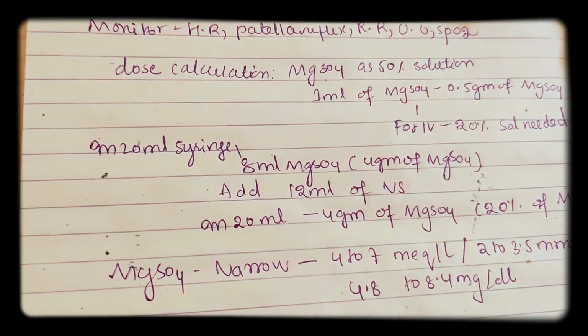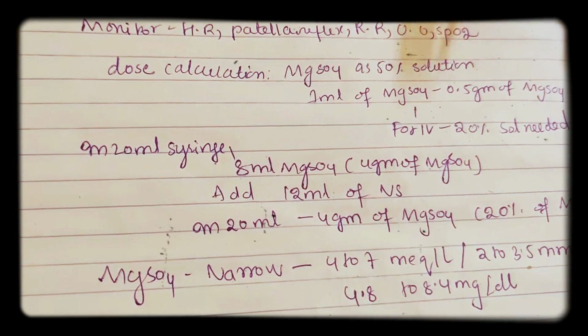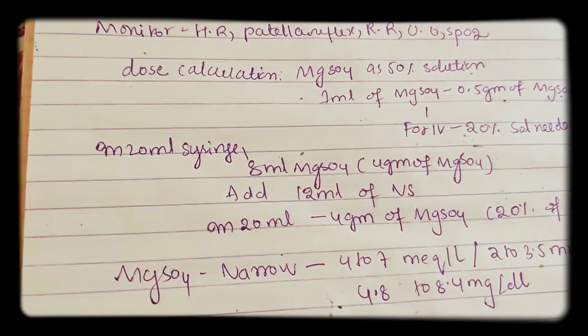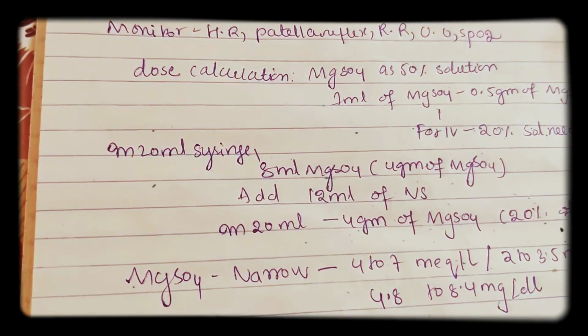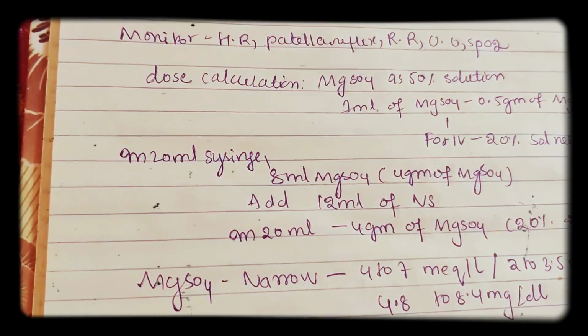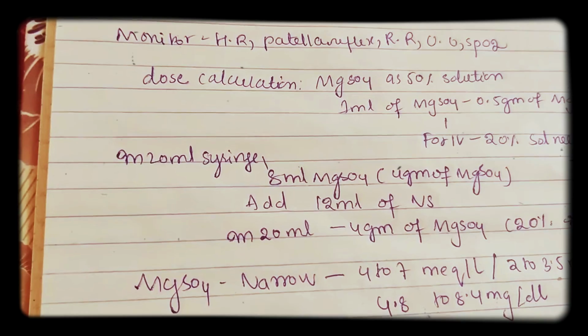So now coming to the maintenance dose. Give every 4 hours. For every 4 hours we need to give the maintenance dose. This is given till 24 hours after delivery or 24 hours after the last seizure, whichever is later. So either you give it for 24 hours after the delivery or for 24 hours after the last seizure.